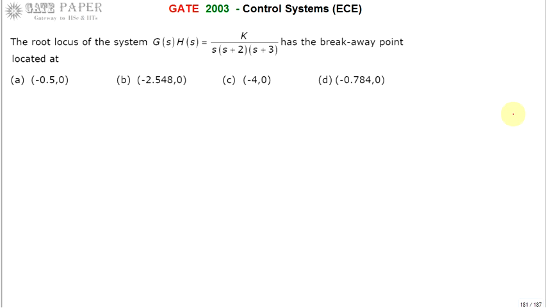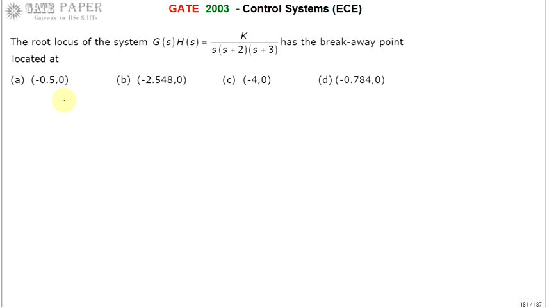Hello, we are discussing the GATE 2003 ECE paper. The root locus of the system G(s)H(s) = K / (s(s+2)(s+3)) has a breakaway point located at. Where is the breakaway point for the system?